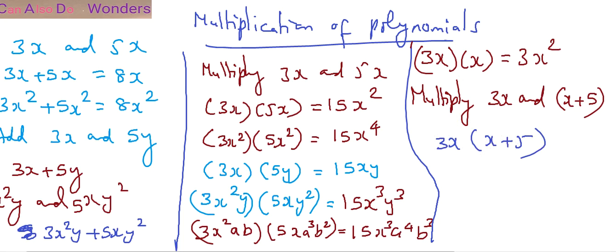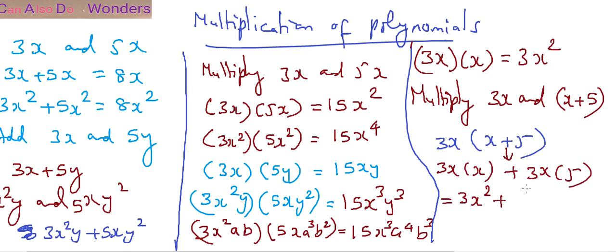Now how to multiply? By 3x you need to multiply each term within the bracket. That means 3x into x, plus, same sign, plus 3x into 5. Now 3x into x is 3x square, and 3x into 5 is 3 into 5, 15, so 15x. Can we simplify further? No, they are not like terms. So this is the result. It can't be simplified further.